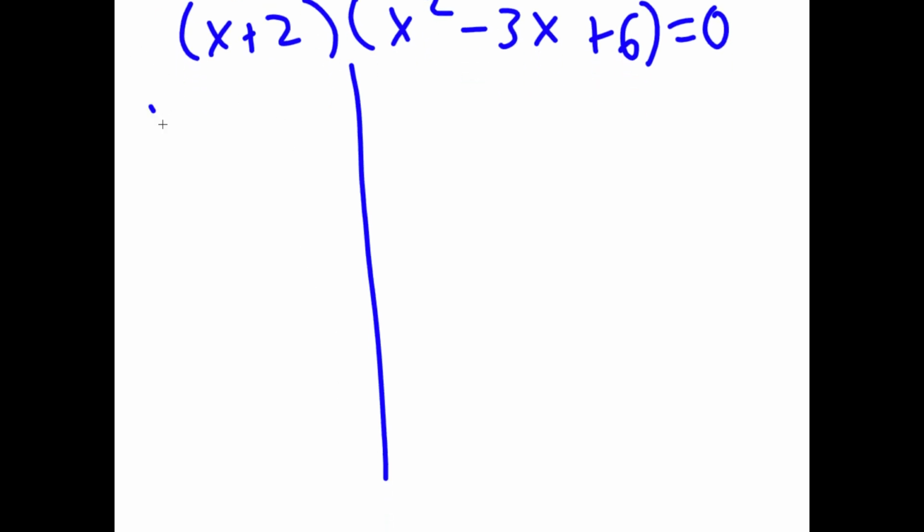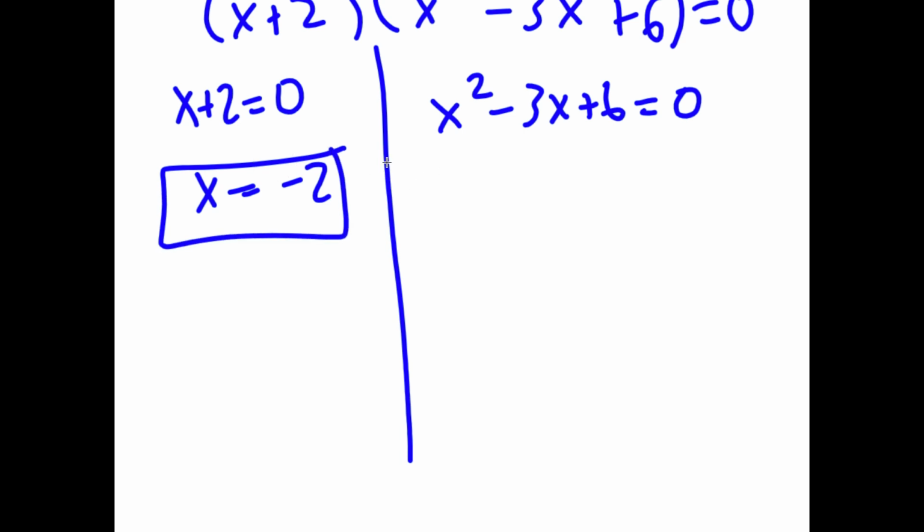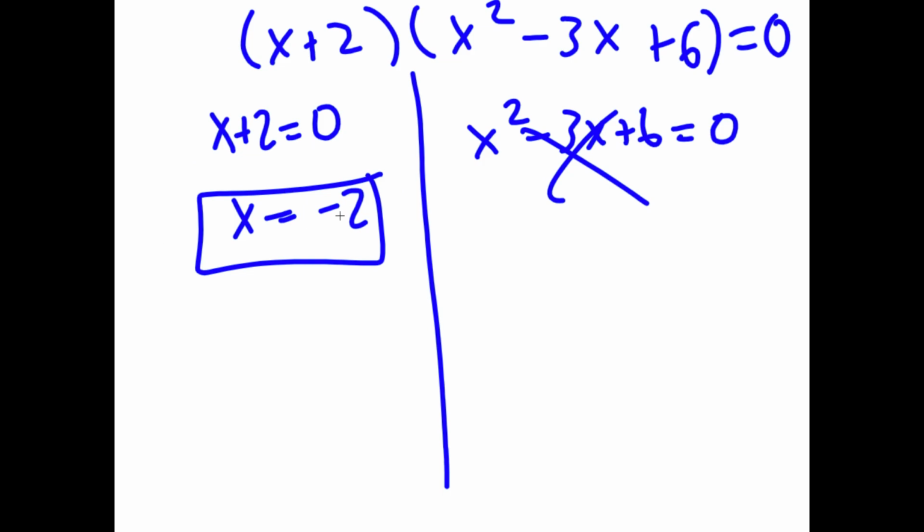Now, I get two equations from this. I get x plus 2 is equal to 0, and I get x squared minus 3x plus 6 is equal to 0. So for x plus 2 equals 0, x is obviously equal to negative 2. And for x squared minus 3x plus 6 equals 0, we have to use the quadratic formula. I'm not going to waste your time by actually plugging these into the quadratic formula, but the final answer is that it's going to be rejected because the square root is going to be negative, and you can't take the square root of a negative. So my only answer is x equals negative 2.